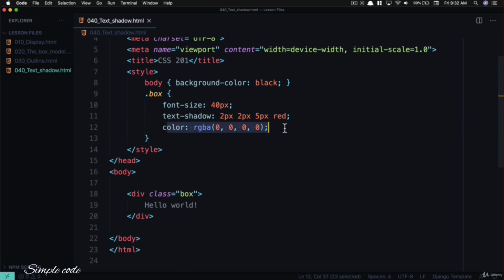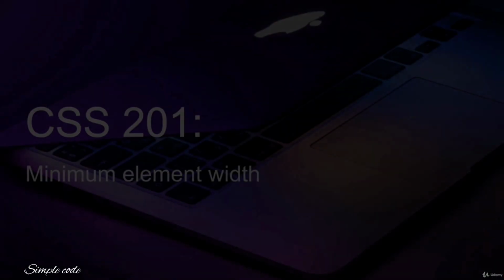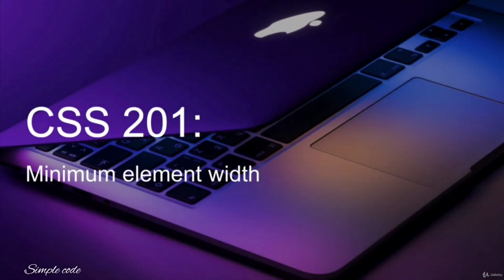You don't have to do the RGBA. We learned about that in CSS 101 as well, so if you need to, go back to CSS 101 and quickly learn what RGBA is, but really it's just a color mode. It's saying red, green, blue, alpha. Alpha is your transparency. So we said 0, 0, 0, that's black. Make it completely see-through.